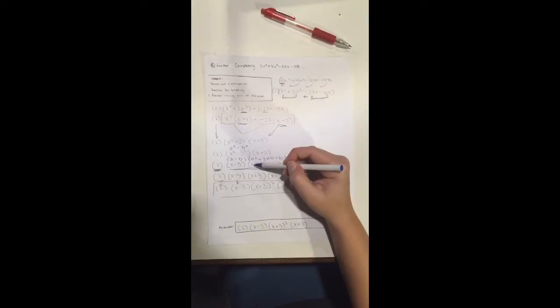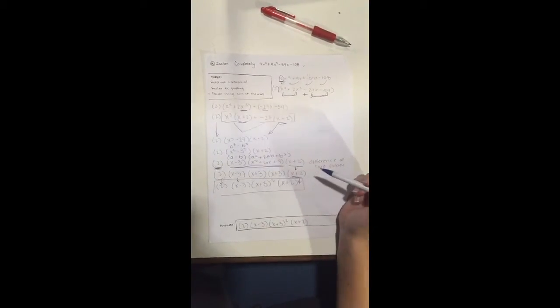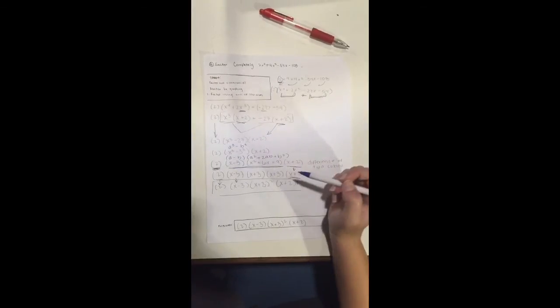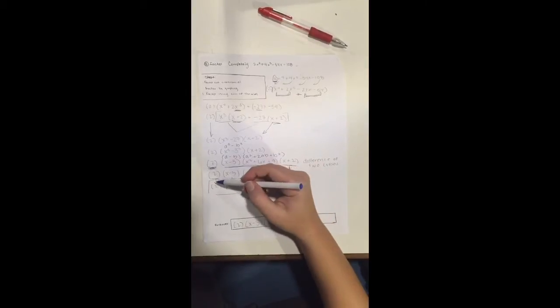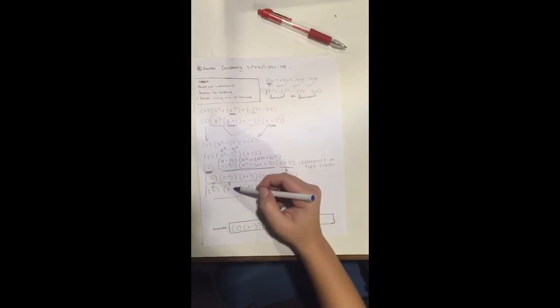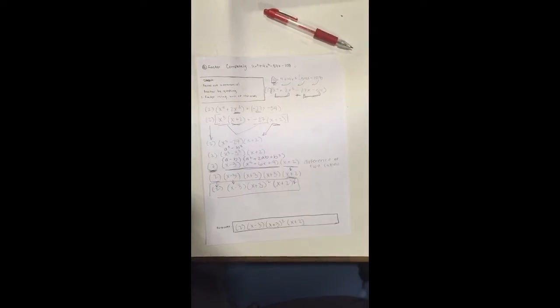And then x squared plus 6x plus 9 is also x plus 3 times x plus 3. And x plus 3 times x plus 3 is also x plus 3 squared. So your final answer is you're going to drop down the 2, and then the x minus 3, and then x plus 3 squared, and then x plus 2.